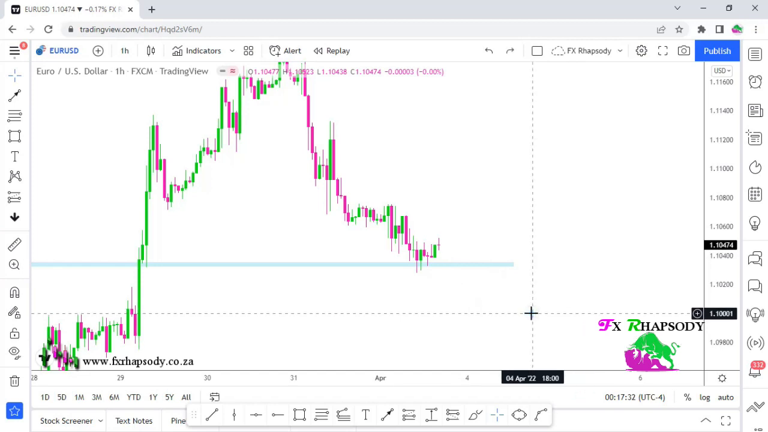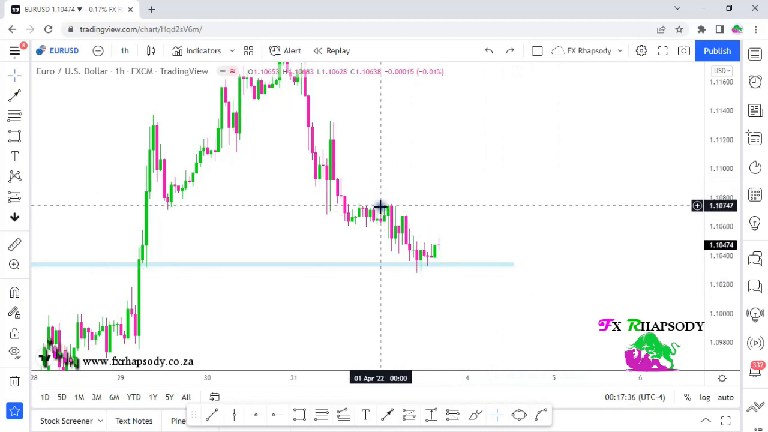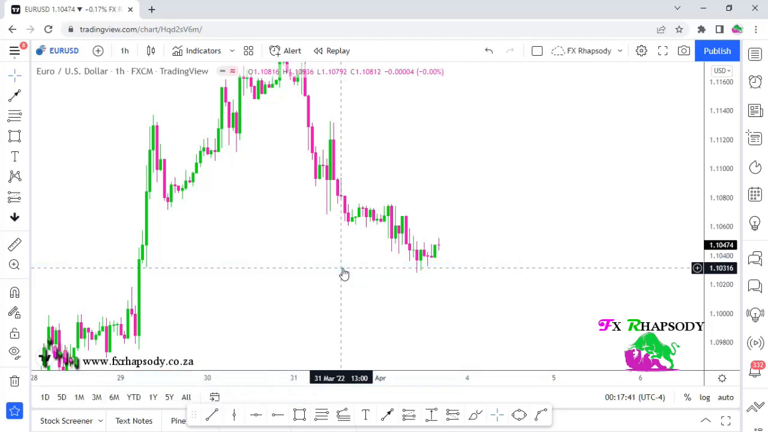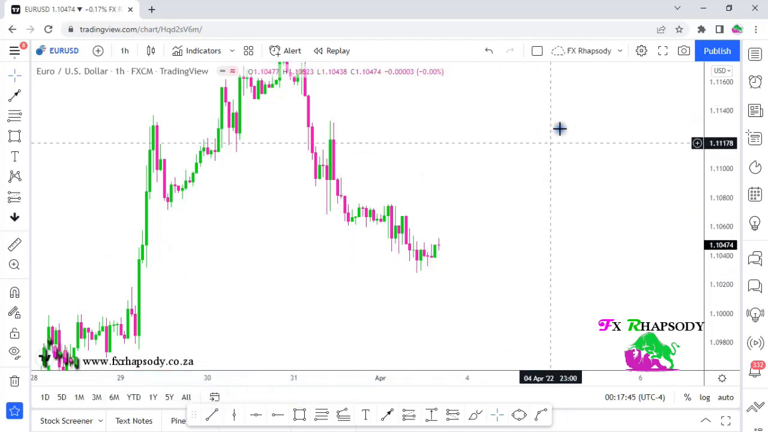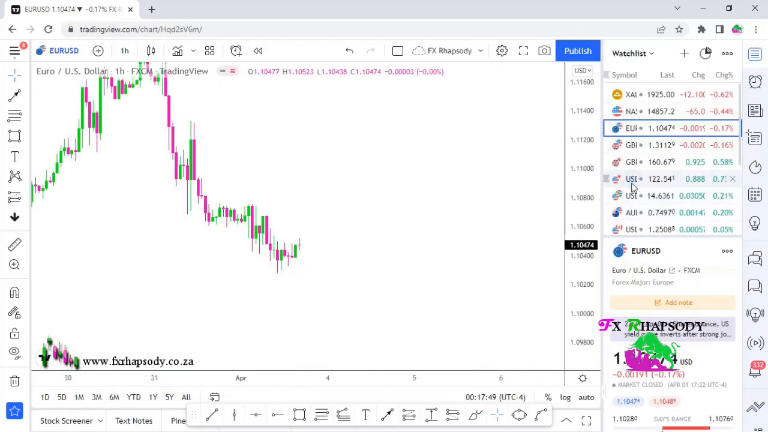But for those of you that bought in this area, this is also where the 62% retracement area was. Hold your trade for now and let's see how price moves to the upside. So that is my view on Euro USD. Let's move on to the dollar yen.